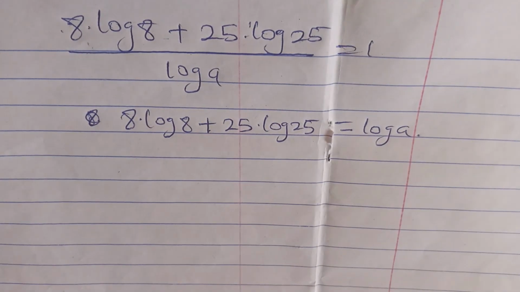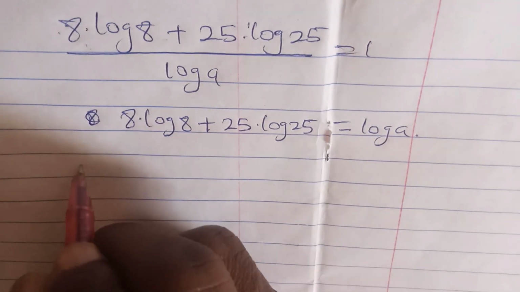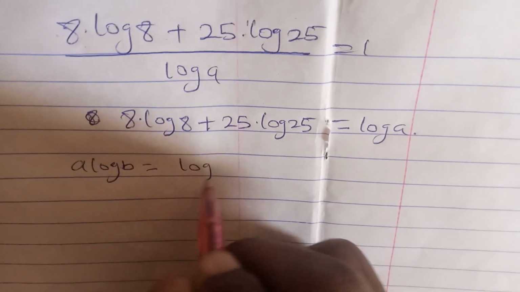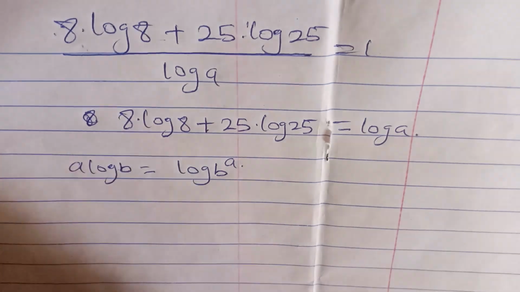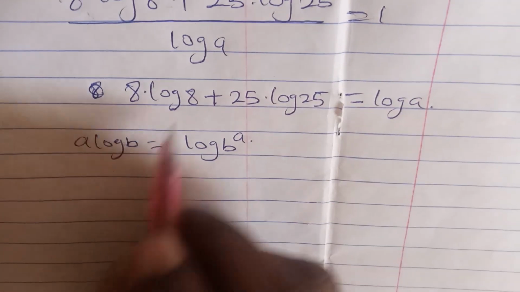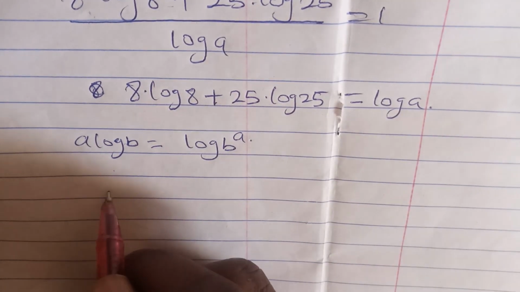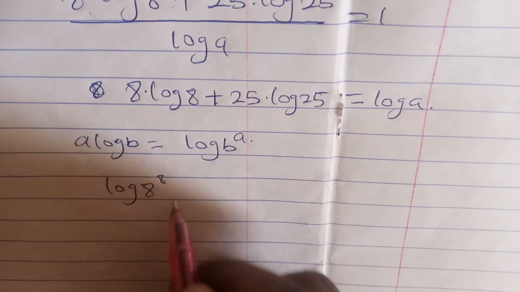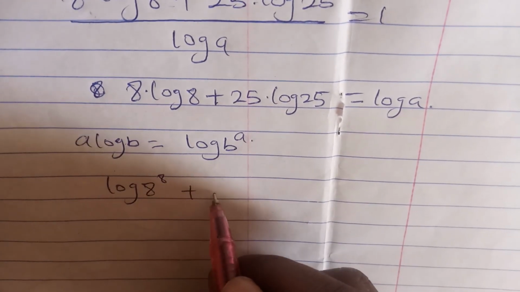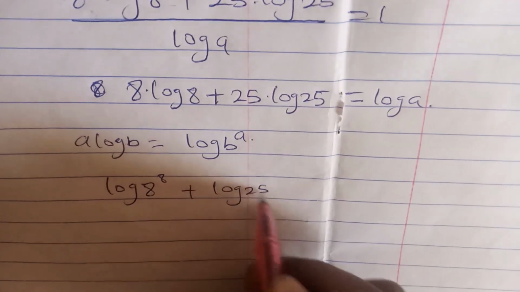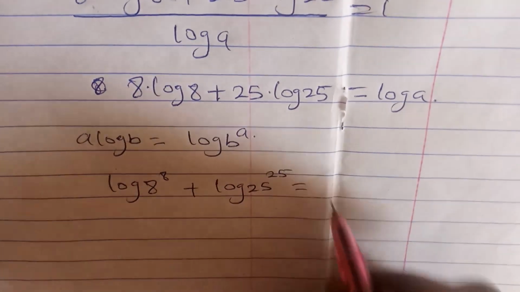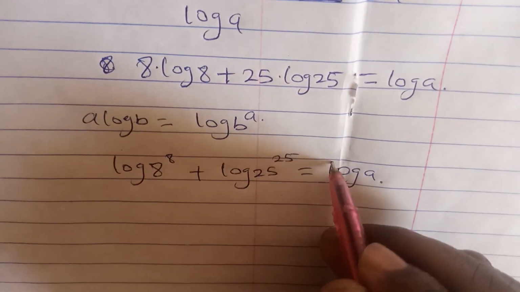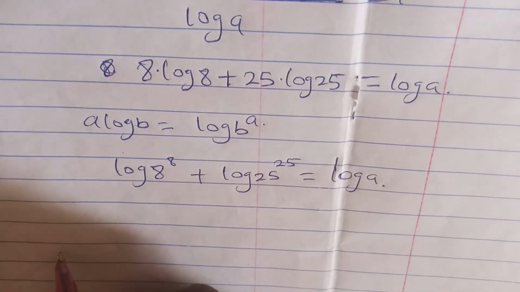Having done this, recall that a log b is also equal to log b to the power of a. So if we put this principle here, we simply have log 8 to the power of 8 plus log 25 to the power of 25 equals log a.